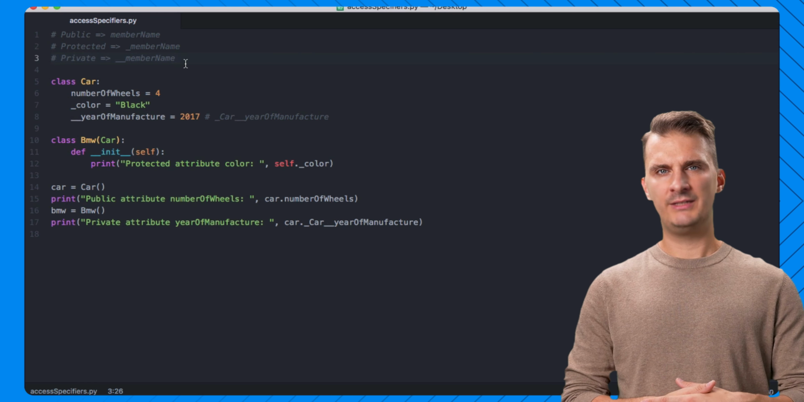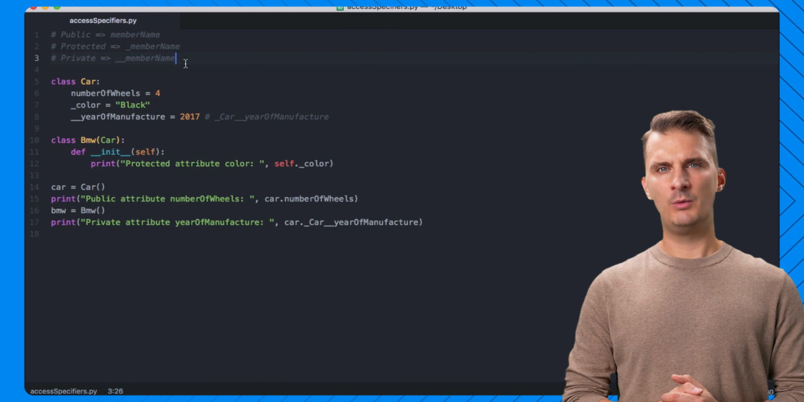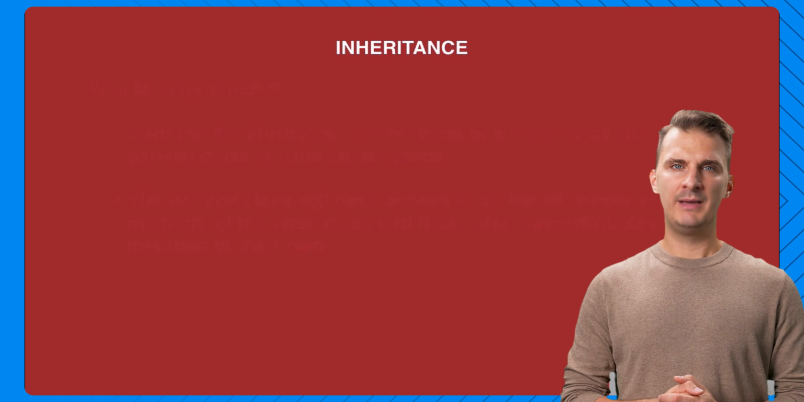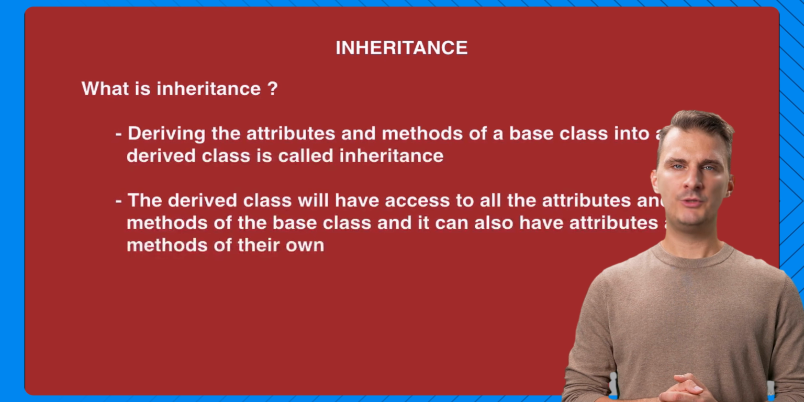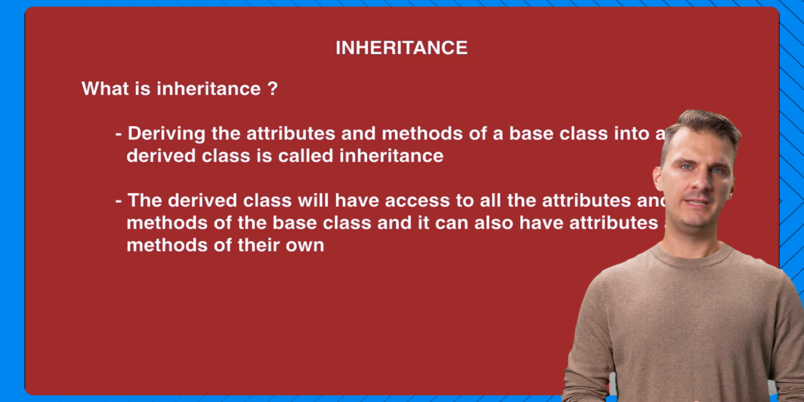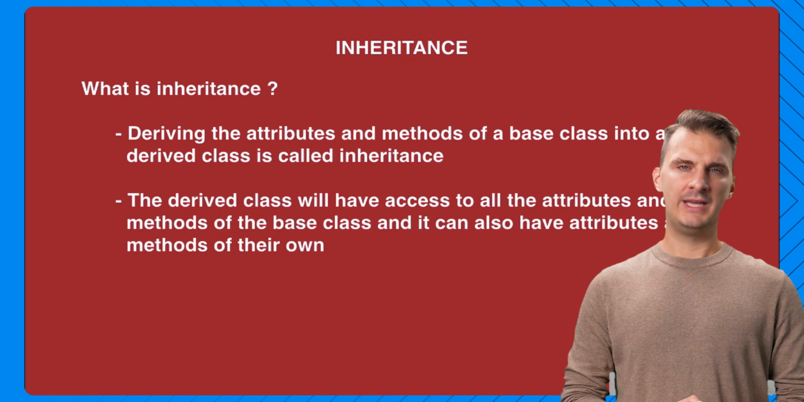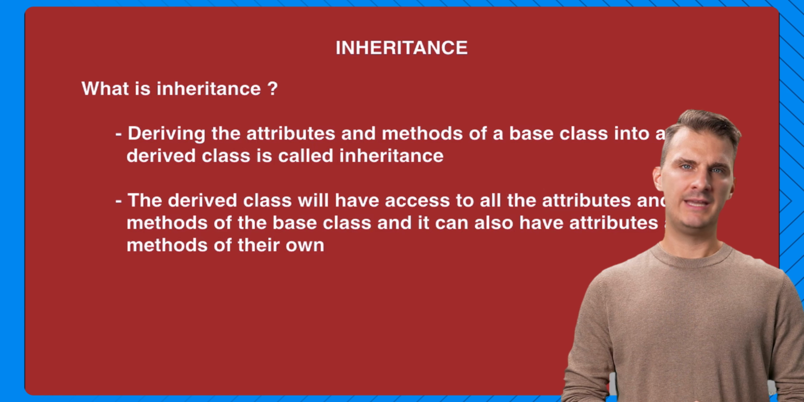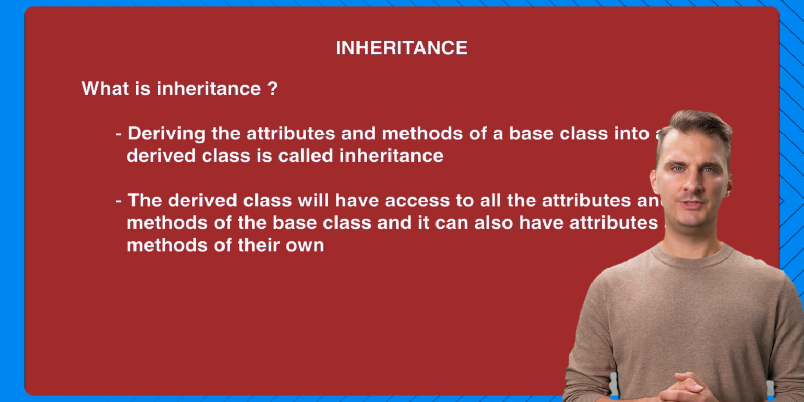Let's take a quick review of what we have learned in this section on inheritance. We started off this section by discussing what inheritance is, which is that the attributes and methods of a base class are inherited by a derived class. Now this derived class will have access to the attributes and methods of the base class, and also it can have its own attributes and methods.